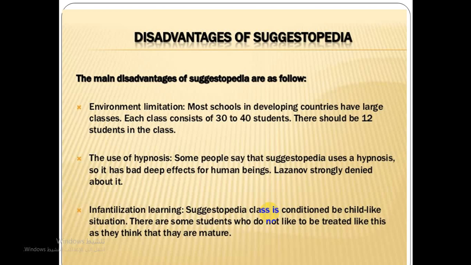mature. Also, another disadvantage of this method is that only a certain kind of teacher is reliable to teach using the Suggestopedia method. Classical music isn't desired by many people. It's not appropriate for all teachers, because it depends on music and songs, etc.